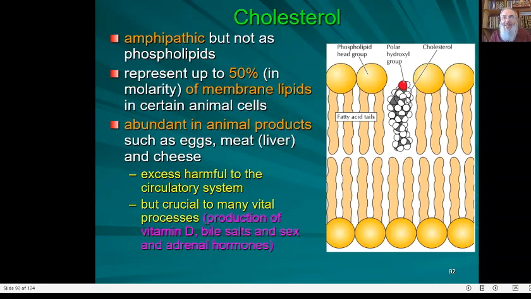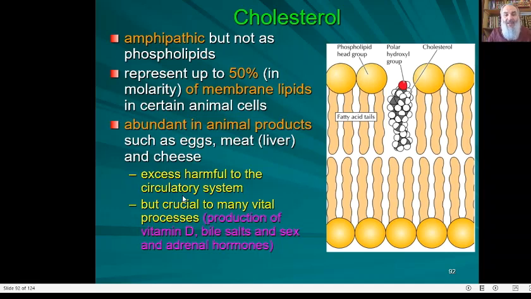So cholesterol is a component of the membrane, not in all living things, but especially in animals. It may represent up to 50% in molarity of the lipids in the membrane of an animal cell. We know that cholesterol is abundant in eggs, in meat, especially in the liver, in cheese, etc. It is known that excess of cholesterol is harmful to the cardiovascular system, to the circulatory system.